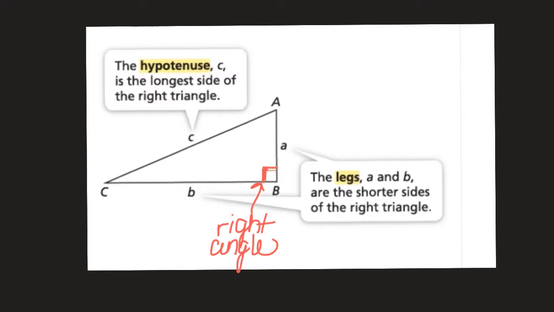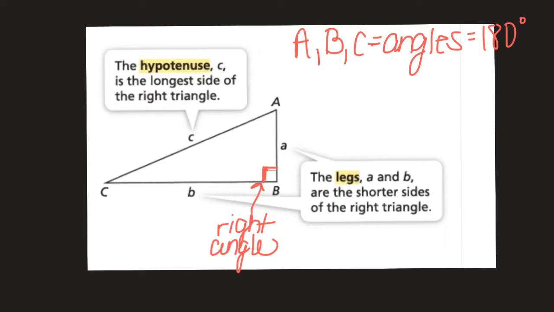There is capital ABC, and then there's lowercase ABC. Capital ABC, these are angles. That means they're going to have a number. I know, for example, that a right angle, if you remember from last year, is 90 degrees. Angle A and angle C are also going to have a numbered measure. My angles equal 180 when I total them up. Those angles are not something that I can find using the Pythagorean theorem.